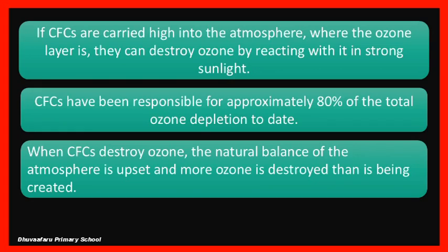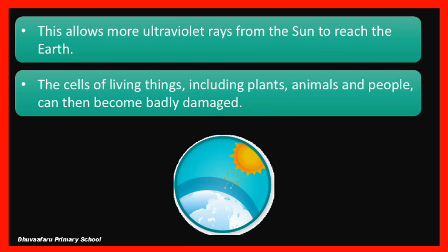When CFCs destroy ozone, the natural balance of the atmosphere is upset and more ozone is destroyed than is being created. This allows more ultraviolet rays from the sun to reach the earth. The cells of living things, including plants, animals, and people can then become badly damaged.